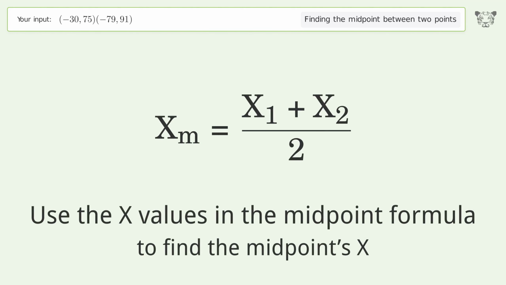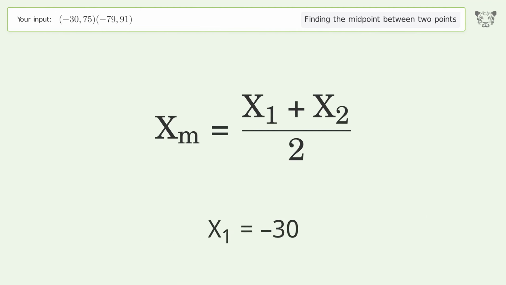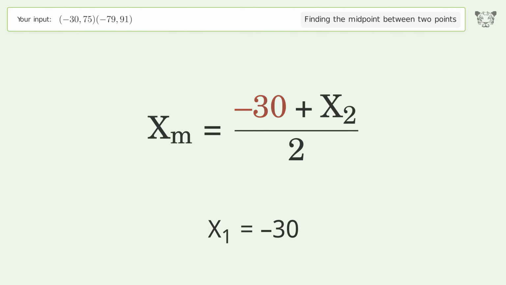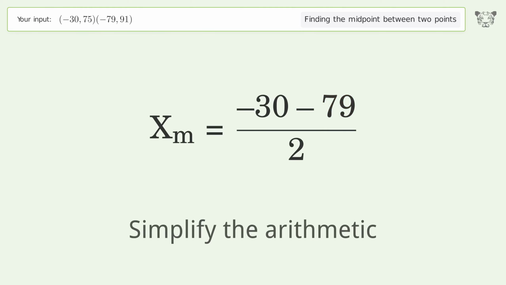Use the x values in the midpoint formula to find the midpoint's x. x1 equals -30. x2 equals -79. Simplify the arithmetic.